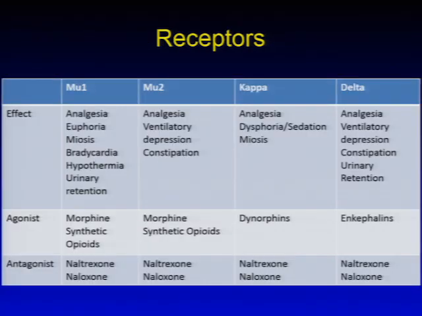You can see the receptors over here in this table. You've got mu1, mu2, kappa, and delta, and the effects are as listed. The analgesia comes from all four of those receptor types, and the agonists, the ones that we use most frequently, are the synthetic opioids and morphine, so mu1 and mu2 receptor agonists. And you can see listed on the bottom of the table, naltrexone and naloxone are antagonists for all four of those receptor types.